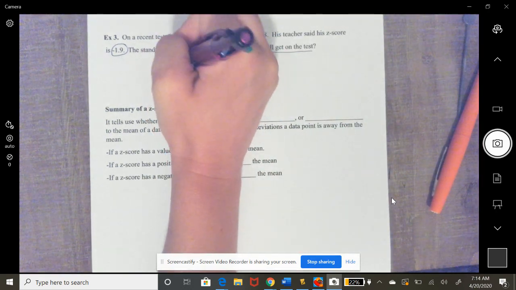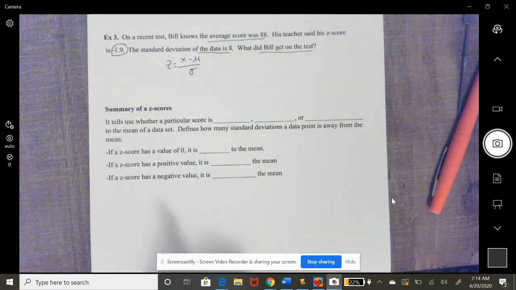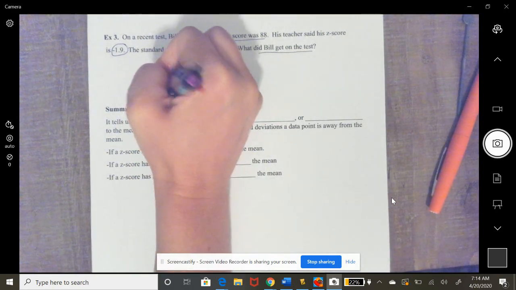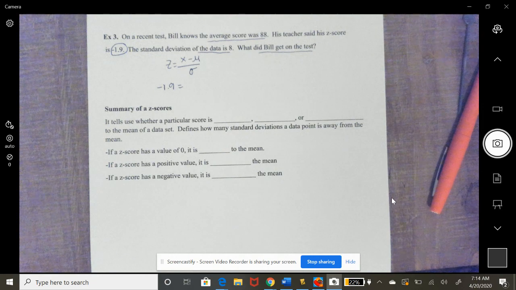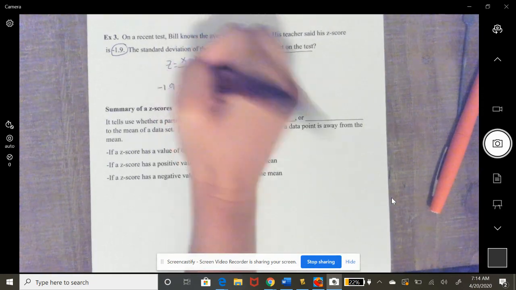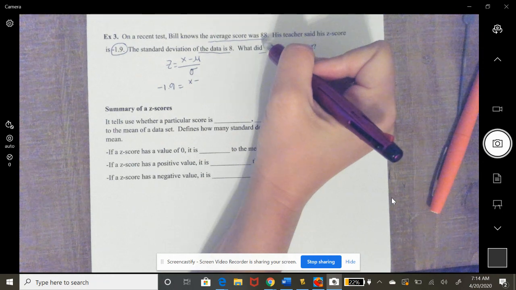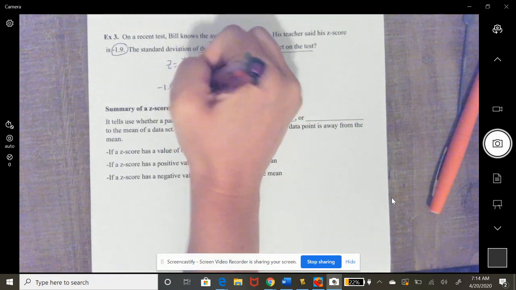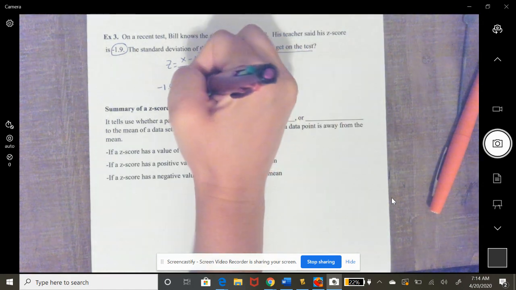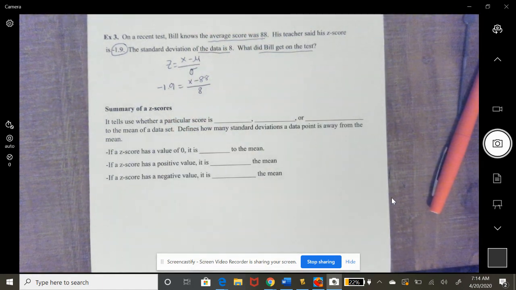Okay, so we know the z-score. So I'm going to write down our formula again so you can see what we can fill in. We know the z-score is negative 1.9. So that's kind of like my answer here. We don't know what Bill made on the test. I'm going to leave that as X. Our mean was 88, so X minus 88. And then our standard deviation is 8. Okay, and this is a pretty normal situation, because sometimes you want to figure out what score you need to make to fall into a certain category. So this is something that people would need to do, not just something mathematically made up here.